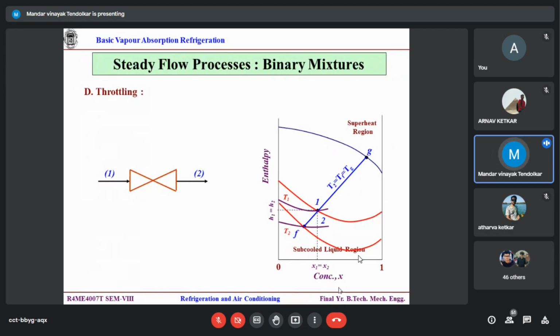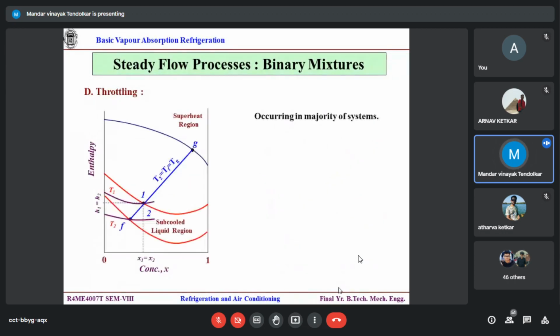Okay. So now let us deal with it in much more depth. This occurs in the majority of systems because we have to go with isenthalpic expansion for a refrigeration system. So X1 equals X2, H1 equals H2, it forms a unique point for the process of throttling. There is no change.